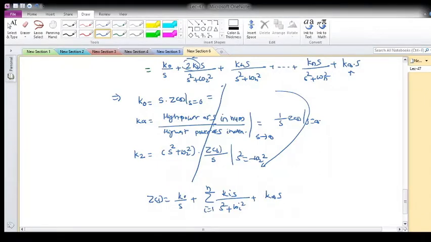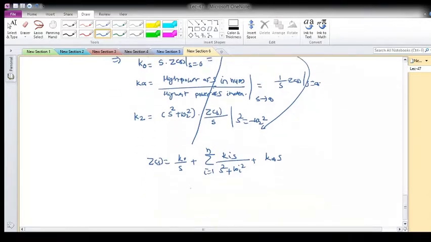One will be at origin, one will be at infinity. So there are two special names for the poles. The poles at s equal to 0 and s equal to infinity are called external poles, and the poles at s square equal to minus omega i square are your internal poles. These are the terminologies.